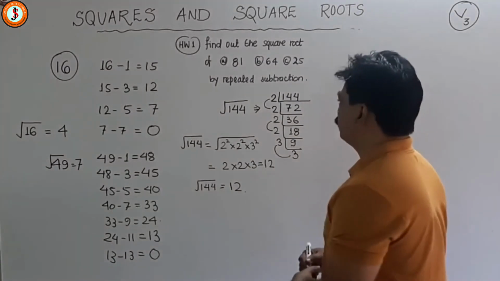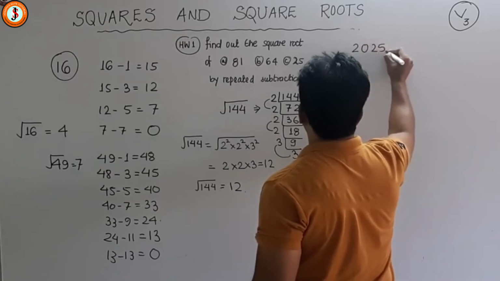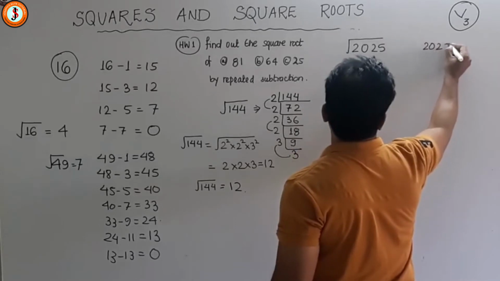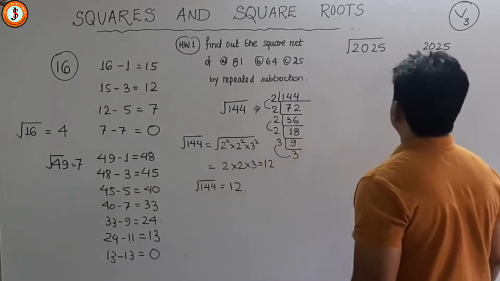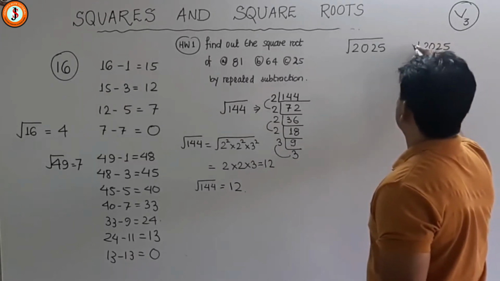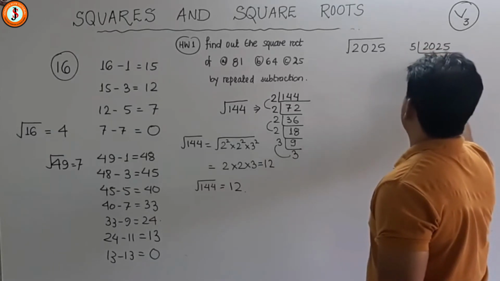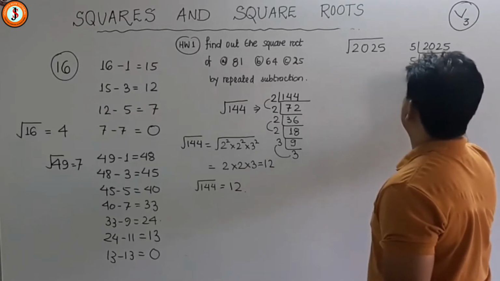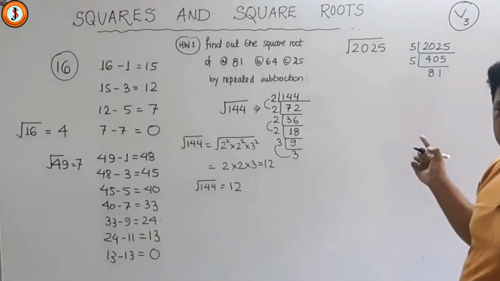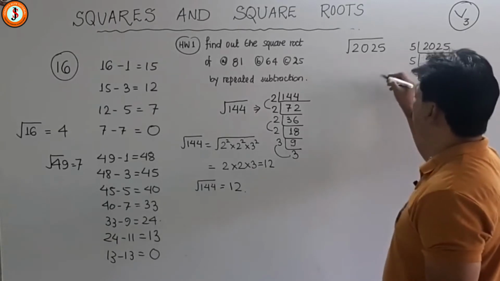Let us take a few bigger numbers. 2025. I have to find the square root of this. So I will do it like this. 2025, then 5 fours are 20, 5 fives are 25, 5 into 81 is 405. Here I know it will go, 9 into 9 is 81. So we can go that way also, 5 square into 9 square.